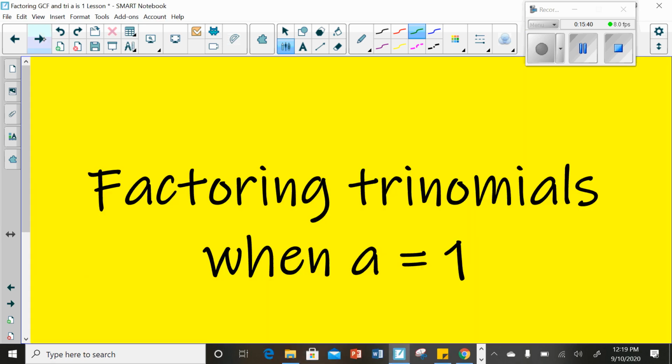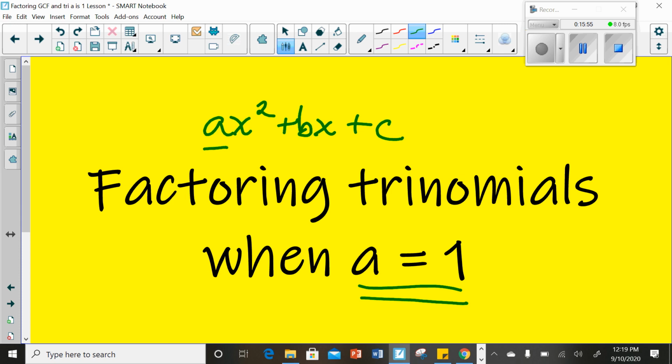Okay, so let's look at the next slide. So we're going to factor trinomials when your a, remember your trinomials go in the form of ax squared plus bx plus c, so we're going to look at when the coefficient for the squared term is just 1. Now, oftentimes with these you can do them in your head, but we are requiring that you show work so that when we do put a number in front of the squared term that's not 1, like a 3x squared, you know how to factor it.